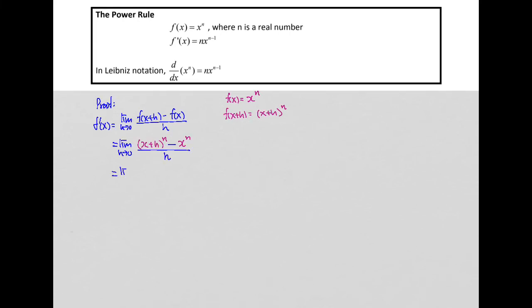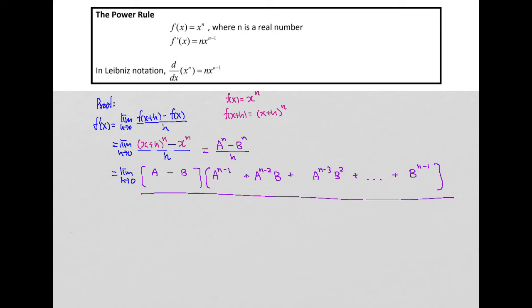And now we're going to use the factoring skills to factor the numerator. So the numerator is aⁿ − bⁿ, divided by h. So our factor will be (a − b) times (aⁿ⁻¹ + aⁿ⁻² times b + aⁿ⁻³ times b² + and so on + bⁿ⁻¹). And the whole thing divided by h.